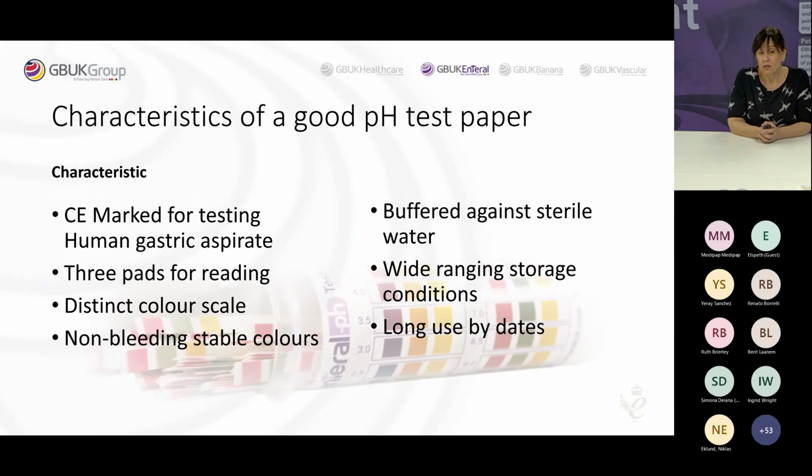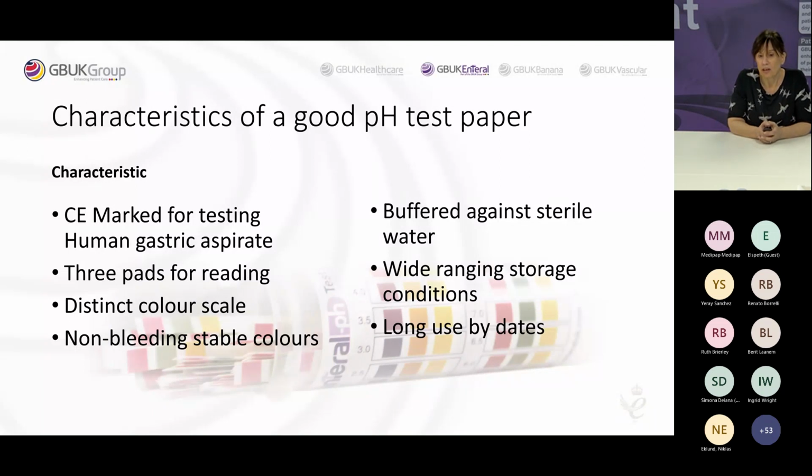So, characteristics of a good pH test paper. As I mentioned earlier, it needs to be CE marked for testing human gastric aspirate. Preferably, they should have 3 pads for reading, and this is partly for the reason that I gave earlier of different people perceiving colours in different ways on the three different colour pads. But also it means, unlike some competitor products where there are only 2 pads on the strip, they cannot be read accidentally upside down because you have 3 very distinct colours.